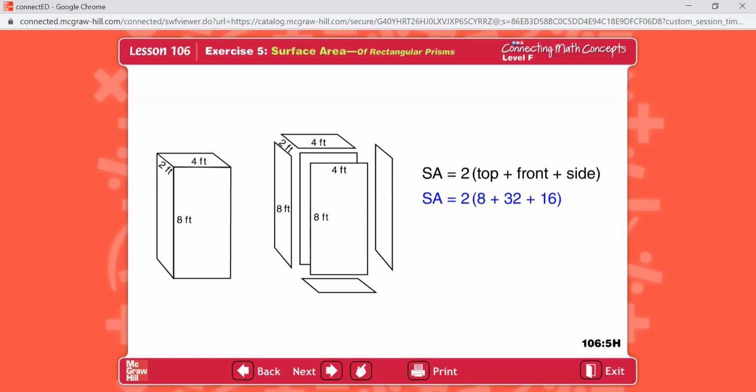Eight plus 32 plus 16 equals 56. So our new equation is 2 times 56, giving us 112 squared feet. Remember, it's squared. Whatever label it is, you square it. Congratulations, you just worked some really hard problems. Moving on.